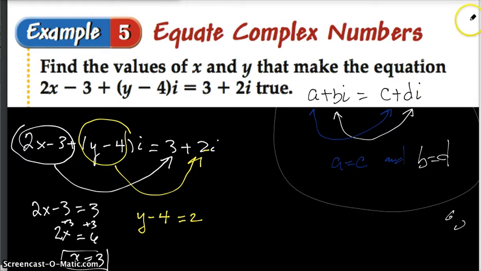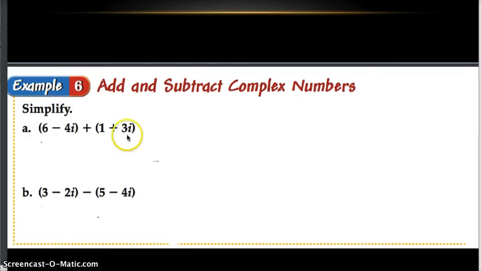Okay, let's do the other one. So now the imaginary part equals the imaginary part. y minus 4 is equal to 2. And so y is equal to, I'm being a little bit quick here, positive 6. That's if I add 4 to both sides, I get a positive 6, and that's it. And therefore, my answer is x equals 3 and y equals 6. So that example wasn't too bad. Let's look at example 6.